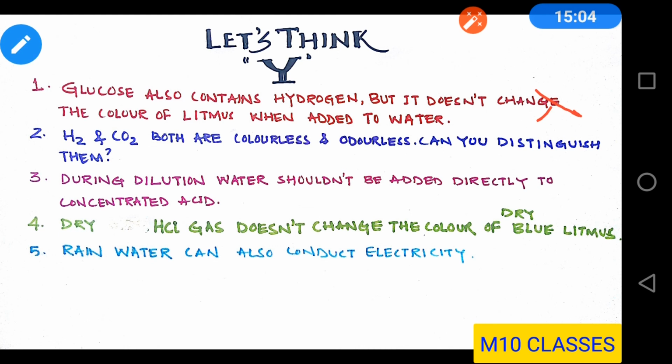Okay, coming to second question. Hydrogen and carbon dioxide both are colorless and odorless. Can you distinguish between them? I've told you that both hydrogen and carbon dioxide are odorless and colorless and are not supporters of combustion. But hydrogen gas will extinguish with a pop sound, and that is why this is the test for hydrogen and carbon dioxide.